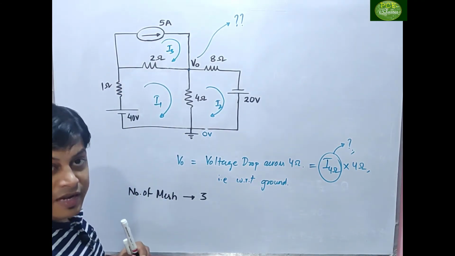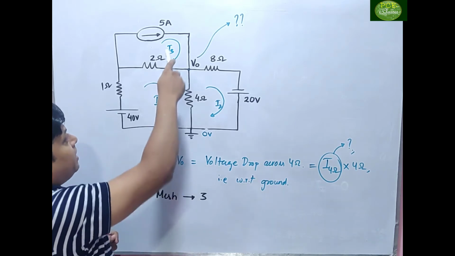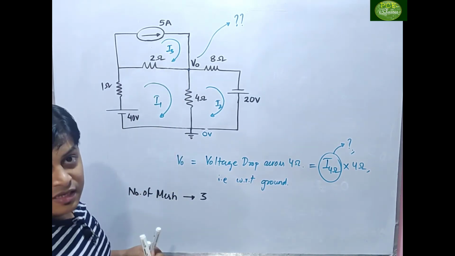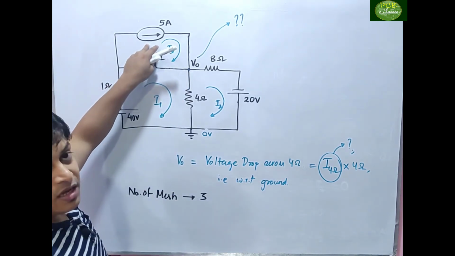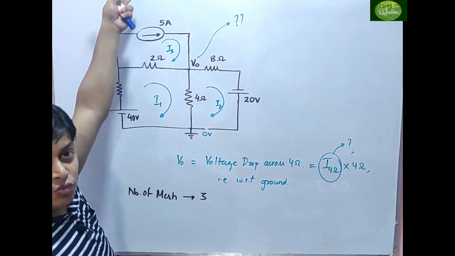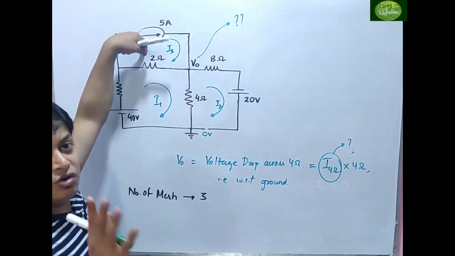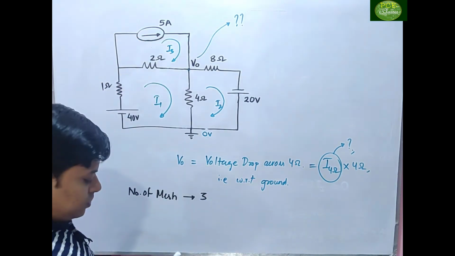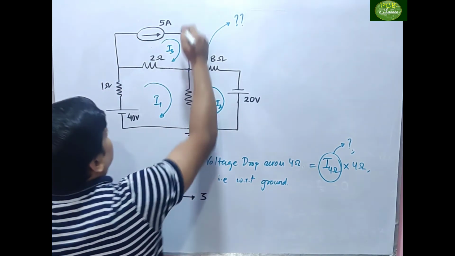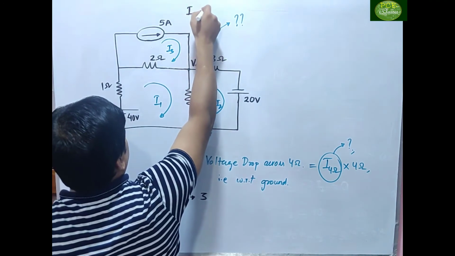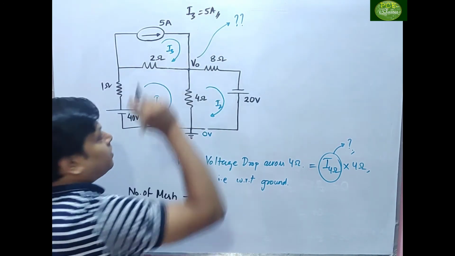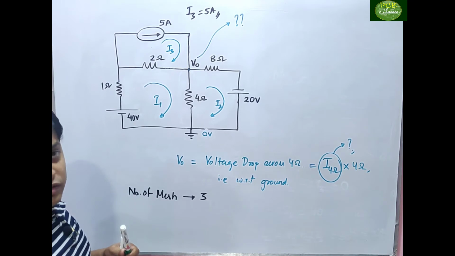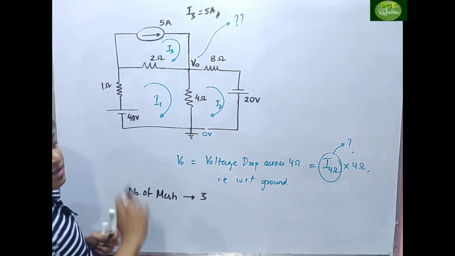Fine. But tell me, from the circuit diagram, can you find out this I3? Yes, because the current source is present in the outer loop. Can we apply KVL here? No. Without applying KVL also we can know the I3 value. Here I3 equals 5 ampere. So here we cannot apply the mesh analysis for that loop.